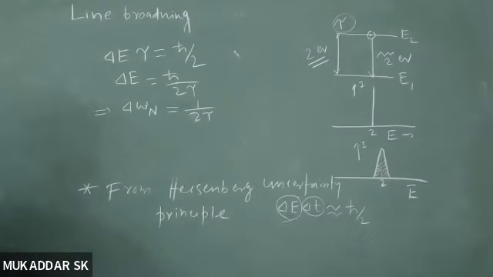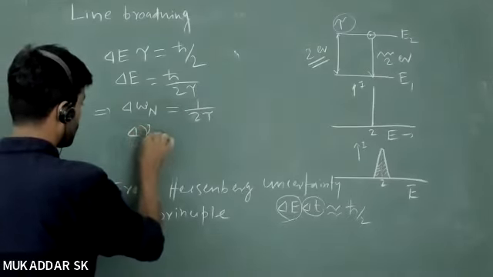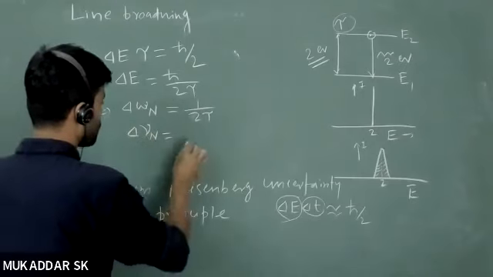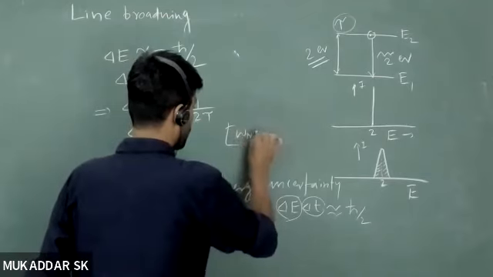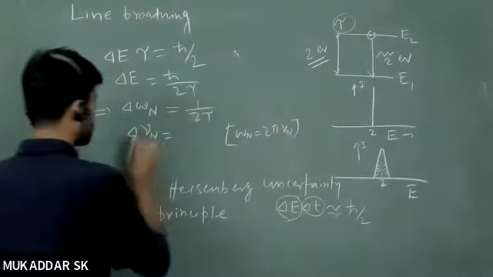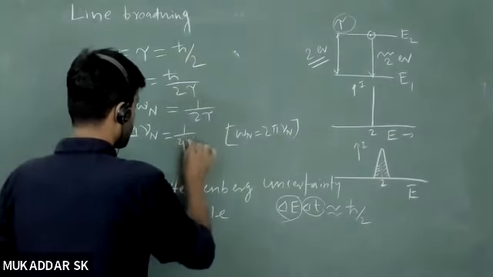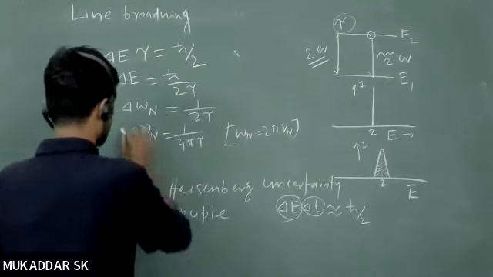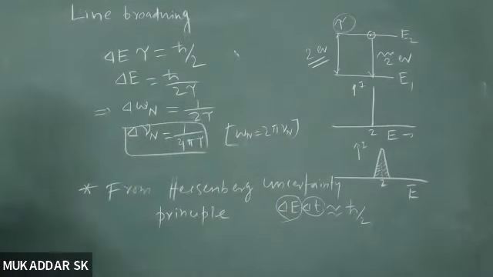Now can I write in terms of nu? Uncertainty in nu will be how much? Omega n is 2 pi nu n, right? So this will be 1 by 4 pi tau, right?